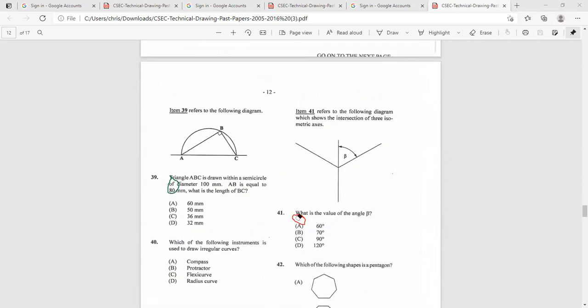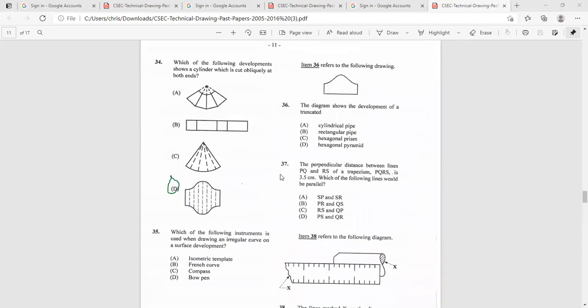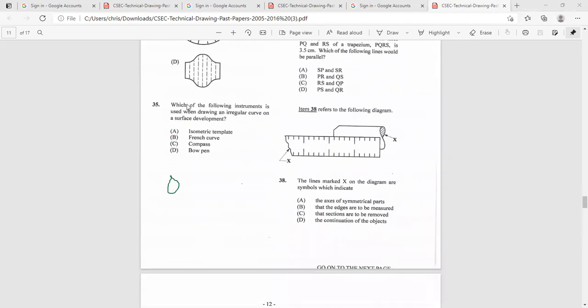Yeah, I thought one question a while ago. Huh? Scroll up. I missed one. You never do that. Oh, that one there. This? Irregular curve. Yes, ma'am, we did it already. Oh. French curve. All right, sir. 35 is French curve.